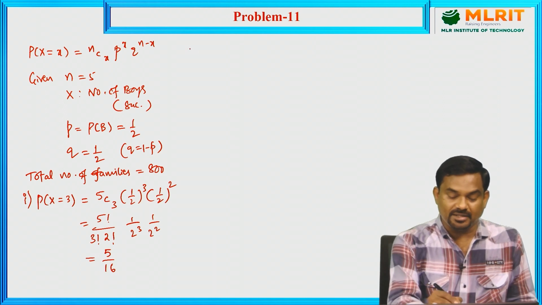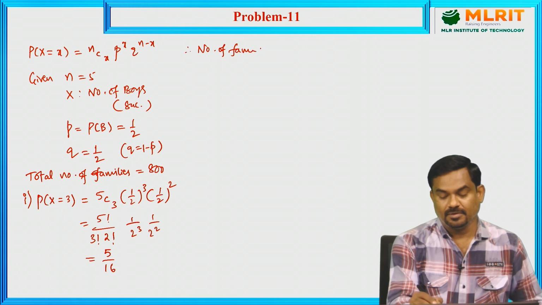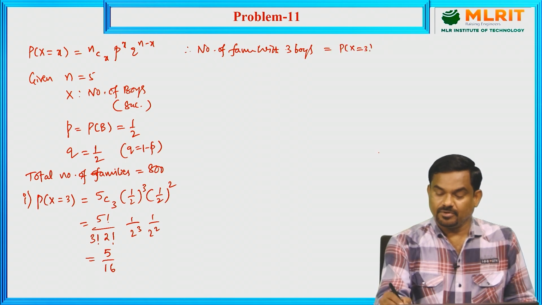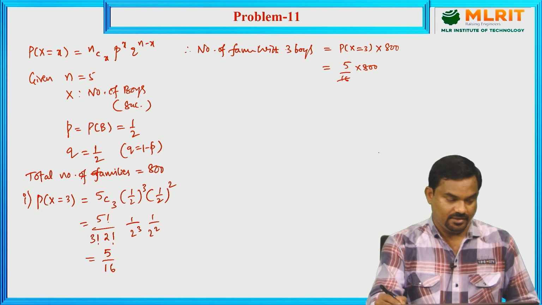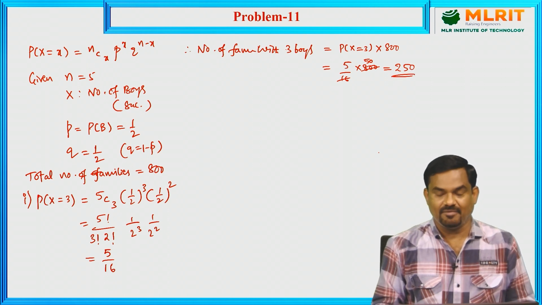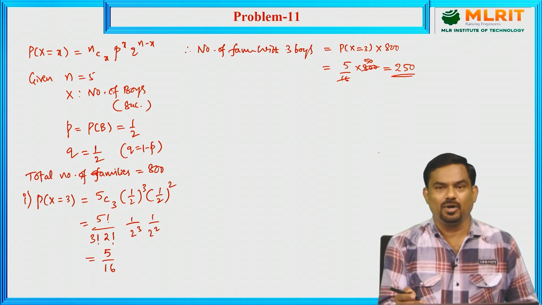But we need to find the number of families. Therefore, number of families with 3 boys is given by probability of x equal to 3 multiplied by 800. So 5 by 16 multiplied by 800. This 16 goes into 800 50 times, so 5 times 50 is 250. That means 250 families are having 3 boys. In 250 families there are 3 boys, that means the remaining 2 are girls.